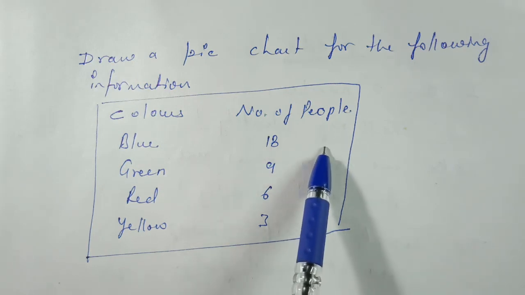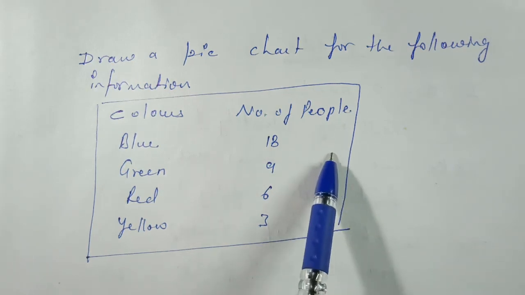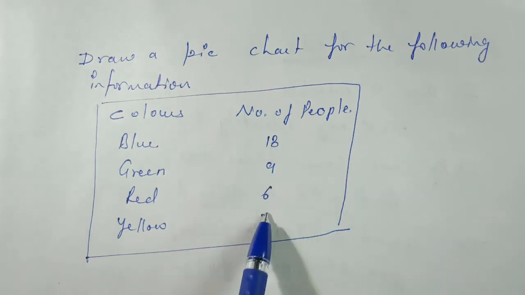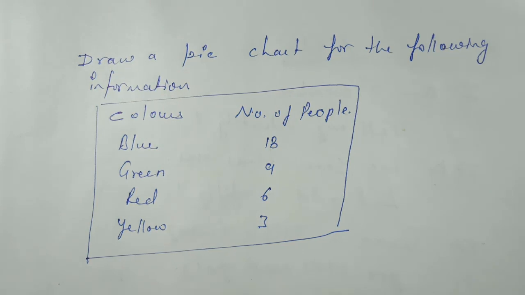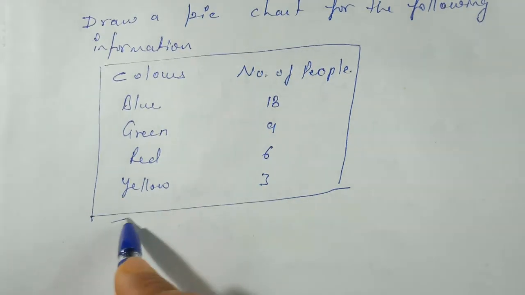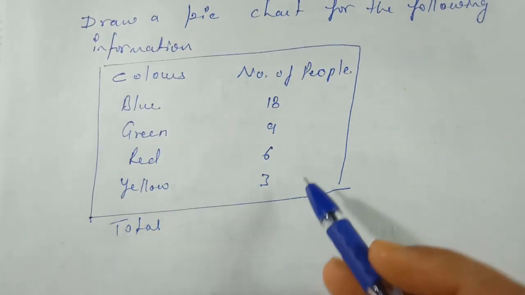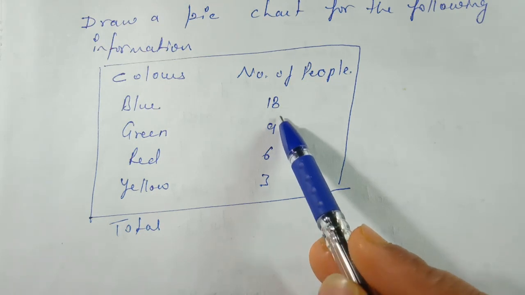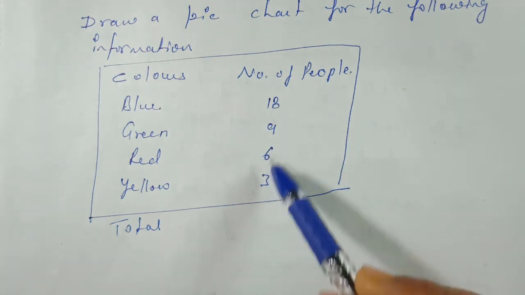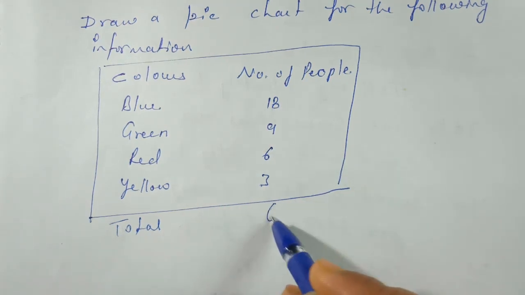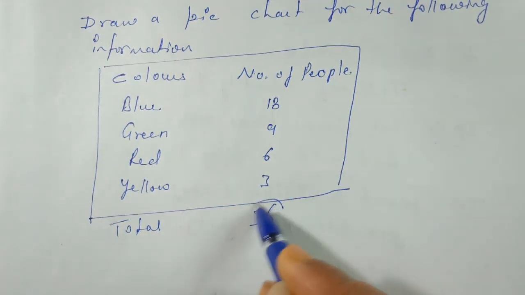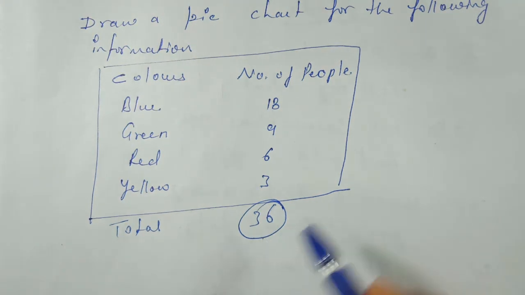and at the center of a circle there is 360 degrees of angle. So we first have to change the data into the form of degrees. We have to find the degree for each. First we find the total number of people. So 6 plus 3 is 9, 9 plus 9 is 18, 18 plus 18 is 36. So the total number of people is 36.